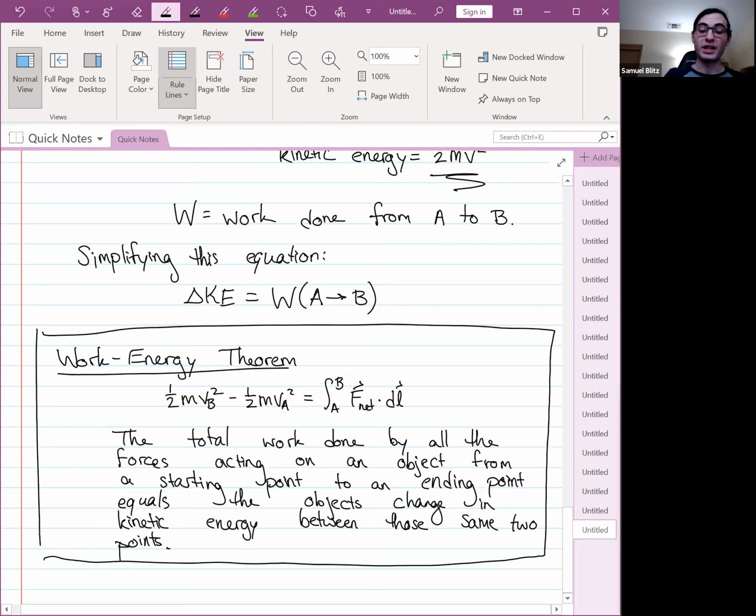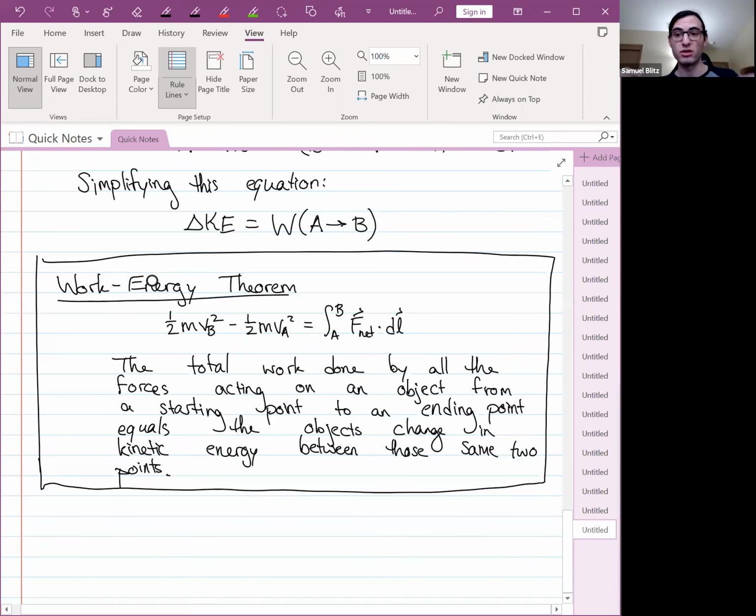All right, that's a lot of writing, but that is a statement of the work energy theorem in words. And we now know how to compute the kinetic energy. If we know the initial kinetic energy and the change in kinetic energy, then we can find the final kinetic energy, and therefore we can find the final speed. That's why this is useful.